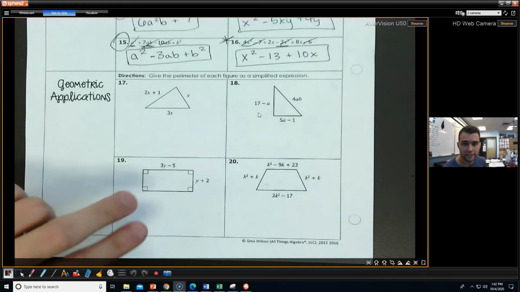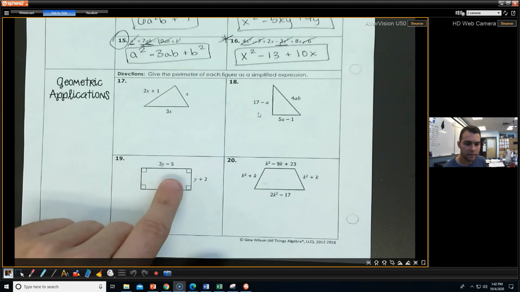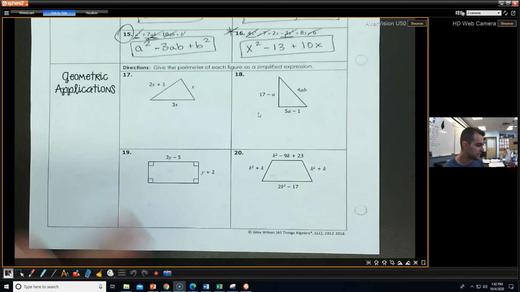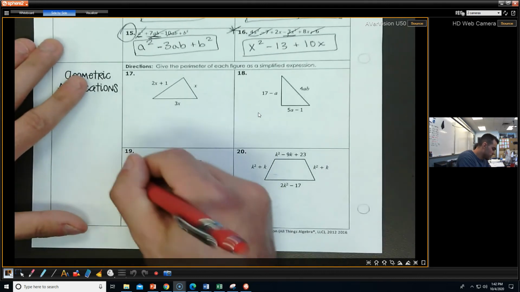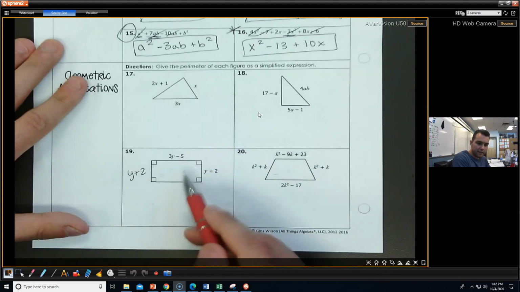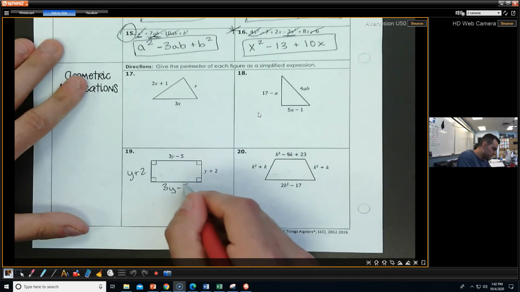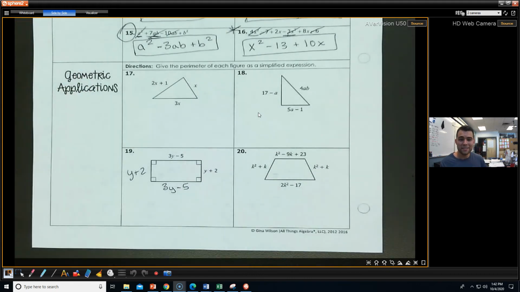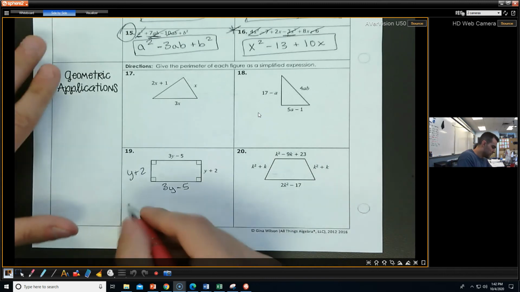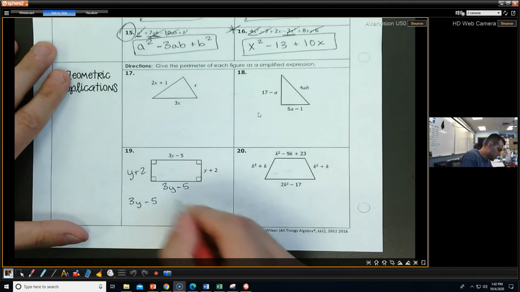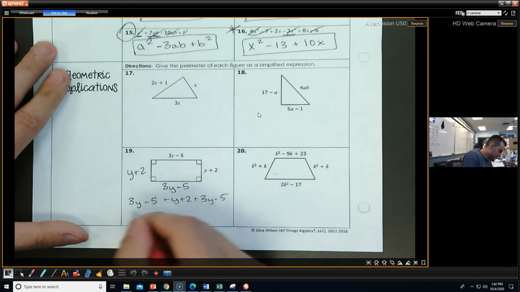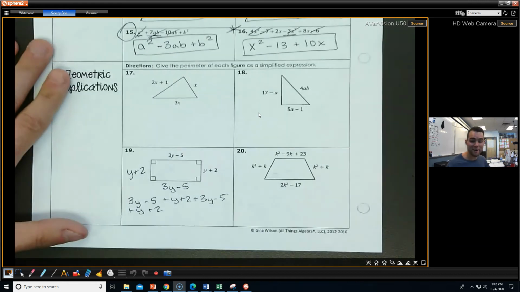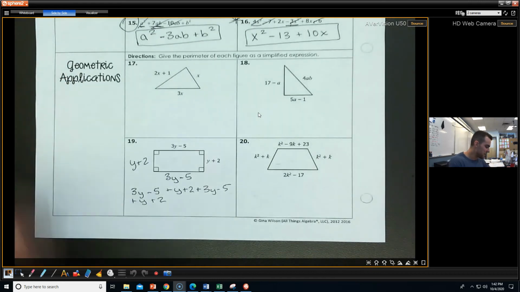So what do we know about a rectangle? Well, if we have a length and a width, I could also say that my widths are going to be the same, right? So this side is also y plus 2, and this length is also 3y minus 5. So now, what do we do to find perimeter? Well, we add up all the sides, and that's exactly what I'm going to do. I'm going to do 3y minus 5 plus y plus 2 plus 3y minus 5 plus y plus 2.